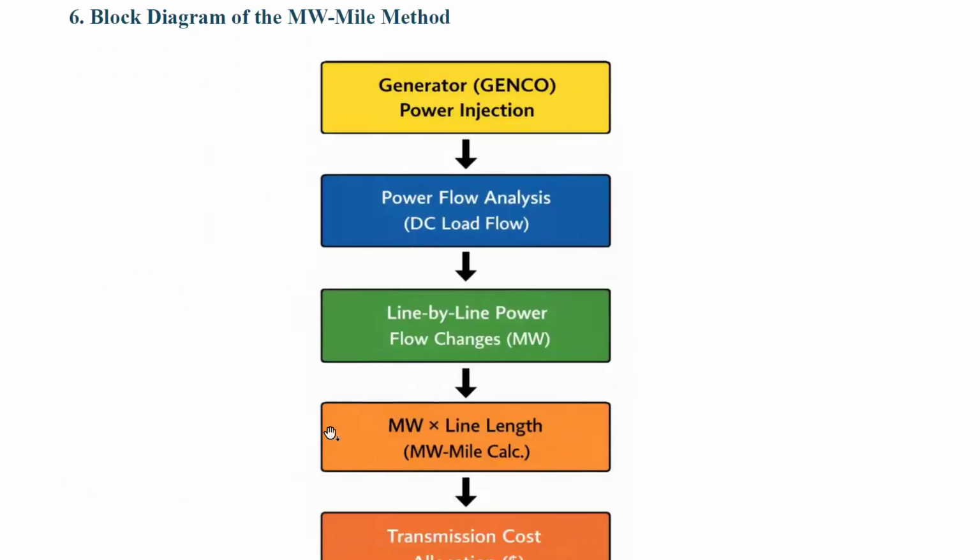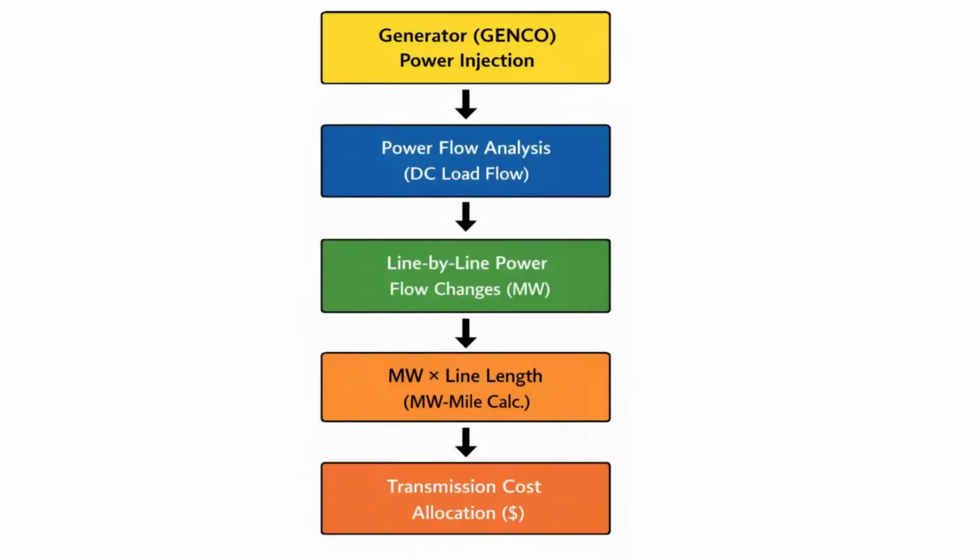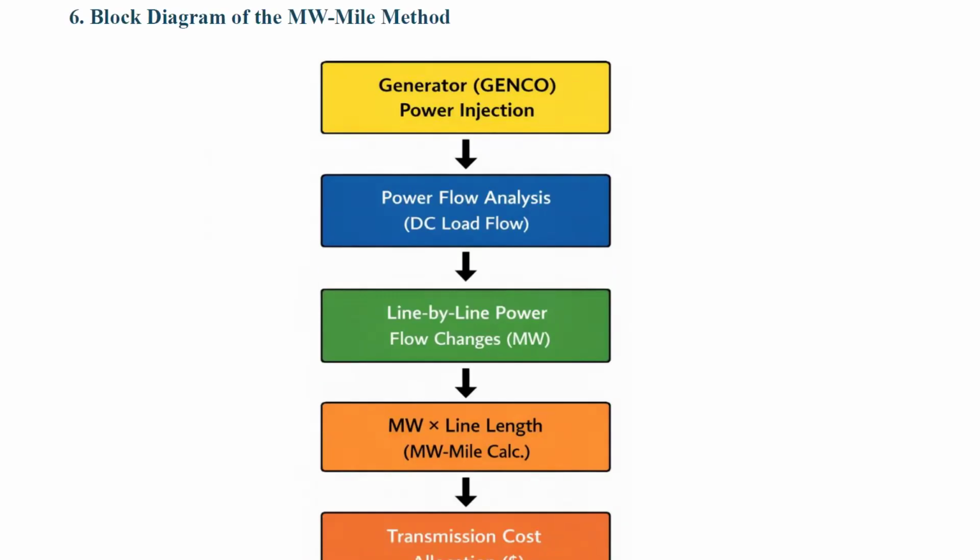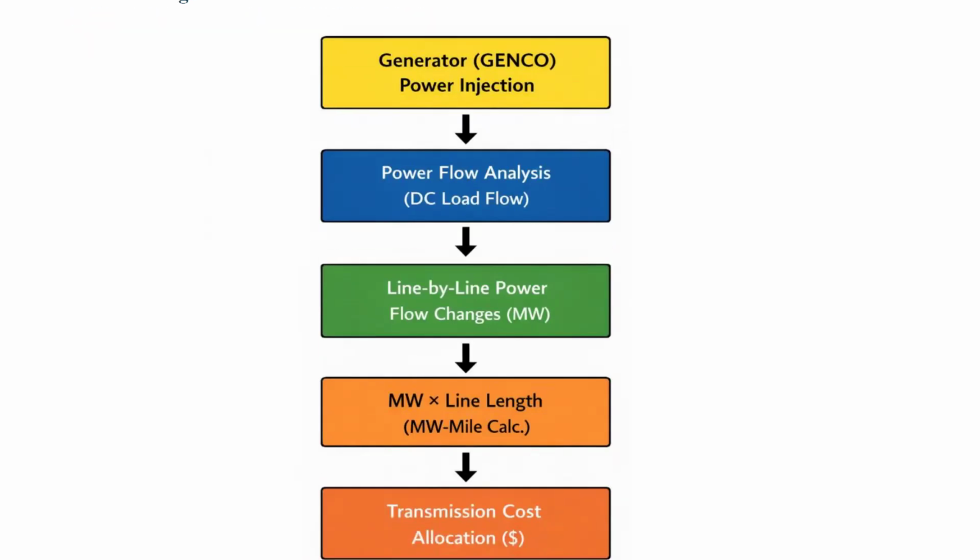Now coming to the block diagram of this megawatt mile method. First, from the generator company, the power is being injected, and we are following this power flow analysis. Majorly, we are following the DC load flow analysis and power flow in megawatts. Line by line power is calculated, and we calculate the megawatt into the length of the line. That is the megawatt mile calculation.